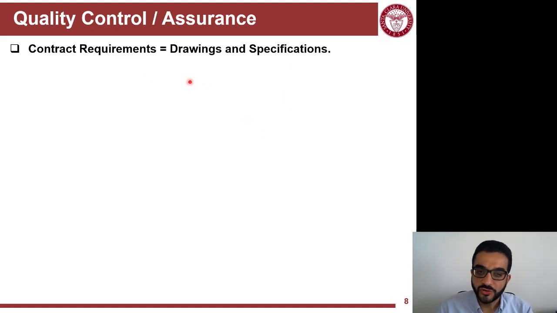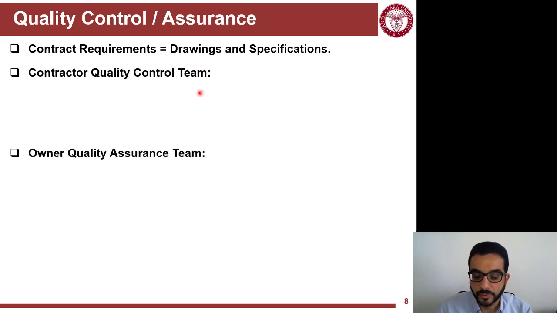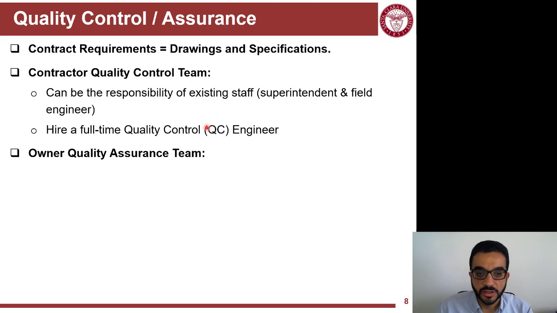So quality control, quality assurance requirements are outlined in the drawings and specifications. So this is where you will find the requirements for the work. The teams that are responsible for QA, QC, for the contractor, can be the existing staff, so superintendent or field engineer. Typically, this is the project engineer or field engineer. The main difference is that the field engineer is more about quality field work, but the project engineer is about management aspects of the project.